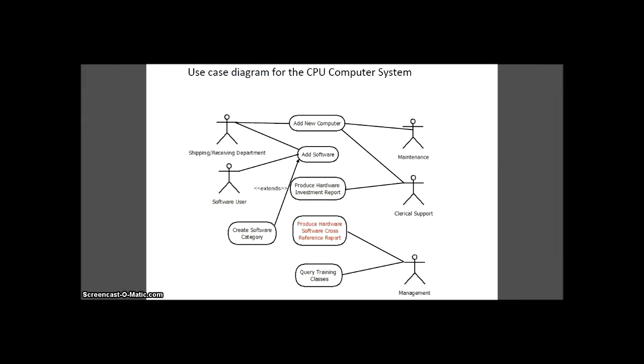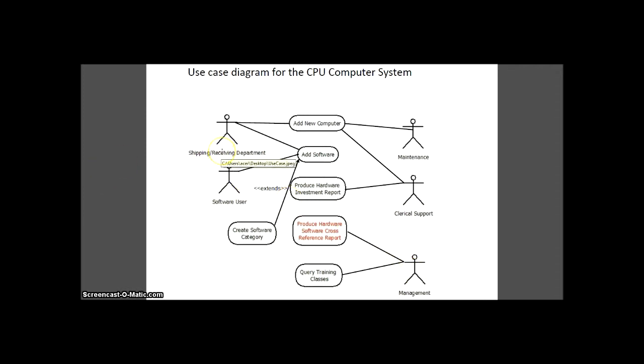This is the use case diagram for the CPU computer system. As you see in the diagram, there are varieties of actors and processes that make up the whole system. The actors are the shipping and receiving department, the maintenance, the clerical support, the software user, and the management.